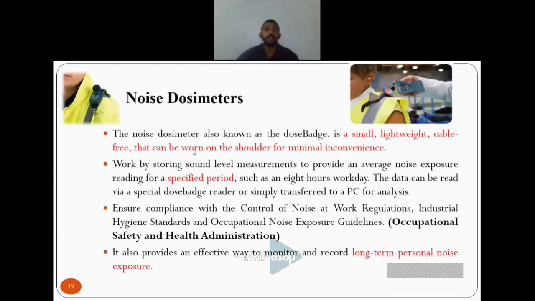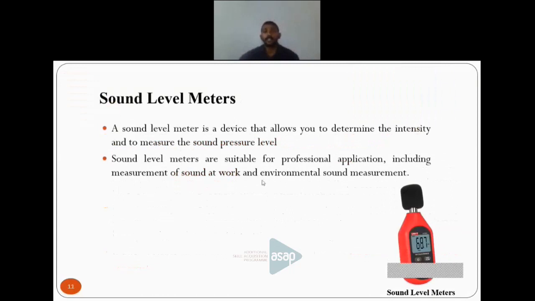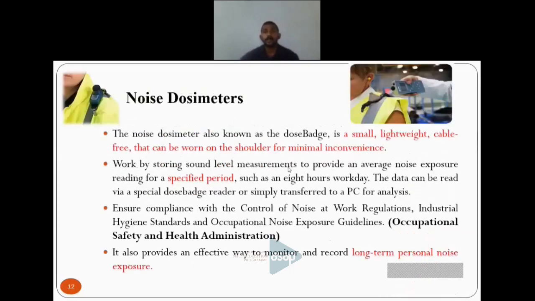Next is the noise dosimeter. This is easy and simple as compared to the sound level meter. This is a small, lightweight, cable-free instrument, weighing only 51 grams. It is just pinned or worn on the shoulder, and we can measure the sound in industries or wherever the man goes for work. The sound which is coming can be measured directly.